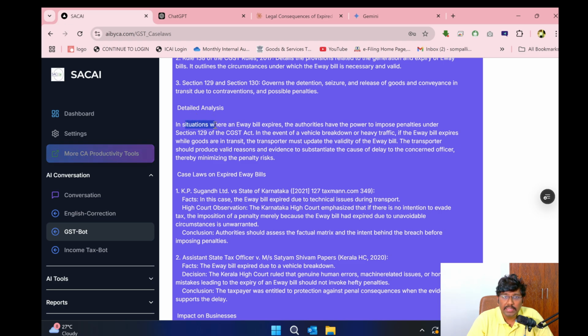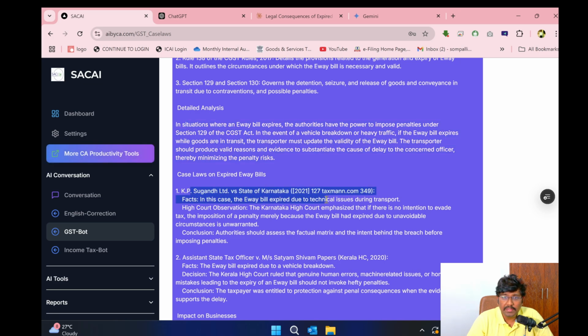And detail analysis. In case of a situation where the authorities have imposed penalties under section 129 on a vehicle permit due to heavy traffic, they will expire in transit. The transporter must update the validity of the bill. The transporter must procure valid reasons to sustain the cost of the delay with the concerned officer. So, case law is also provided.